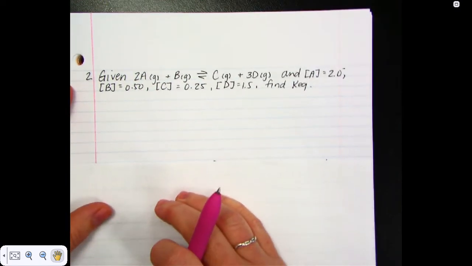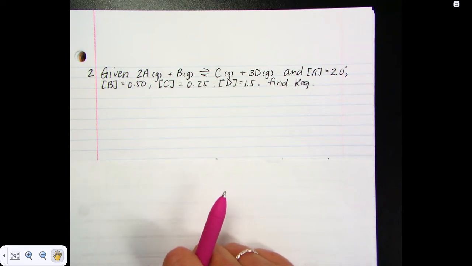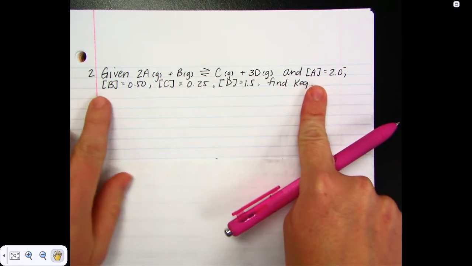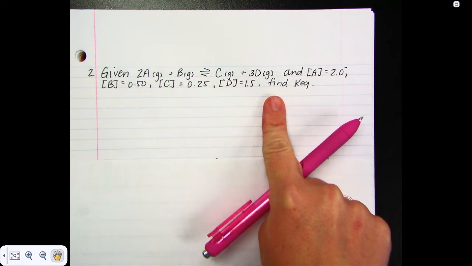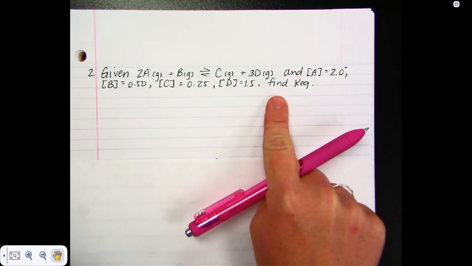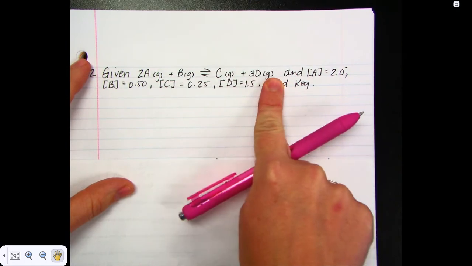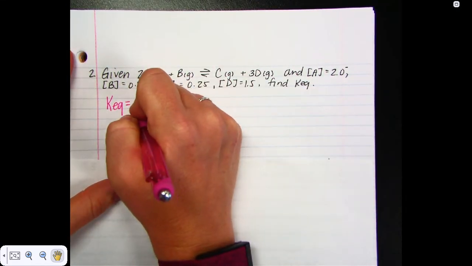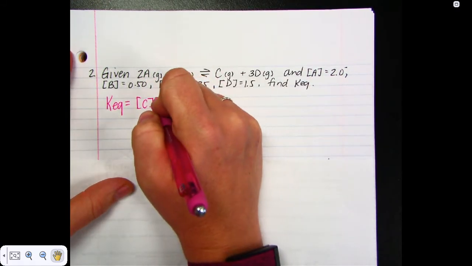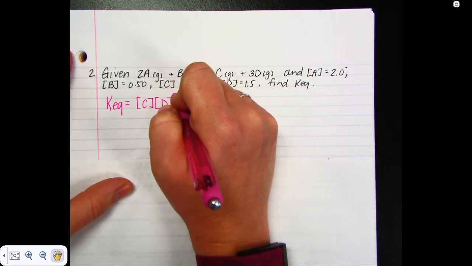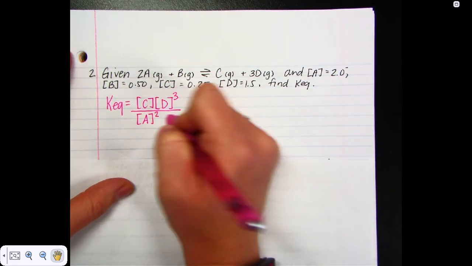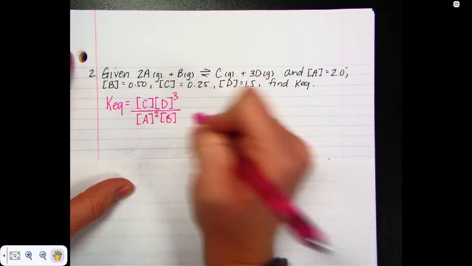Number 2, given 2A gas plus B gas yields C gas plus 3D gas. So just a generalized equation here. And you're given concentration of A, B, C, and D. Find KEQ. So similar to what we just saw. All right, first step, write my KEQ. Everything's a gas, so I don't have to cross out anything. KEQ equals concentration of C, concentration of D cubed over concentration of A squared and B.